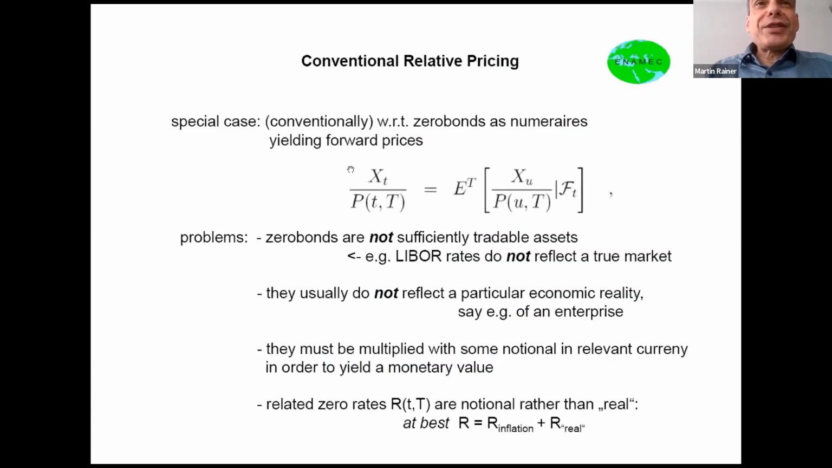So conventional relative pricing: I have an asset which should be tradable, and I put bonds as numeraires. But the bonds themselves are not sufficiently tradable, and also the LIBOR rates don't reflect the true market. They don't reflect economic reality. The zero rates derived from them are not the real rates, but at best there is an inflation on top. Maybe there's even something more.